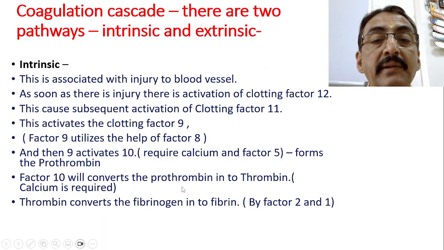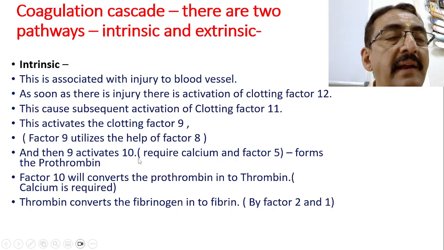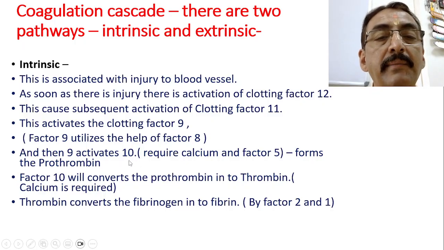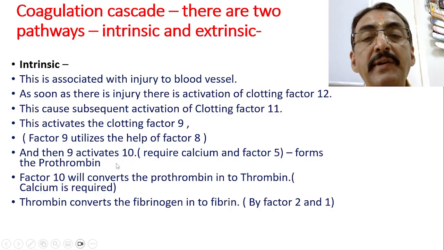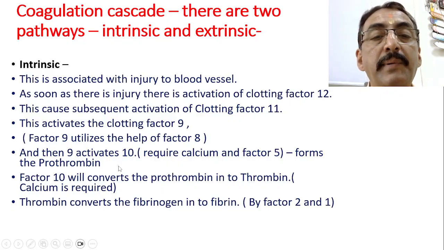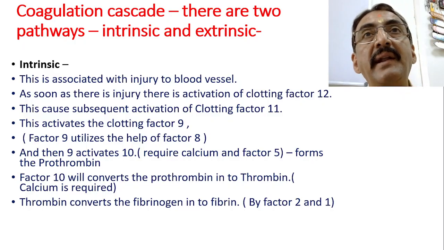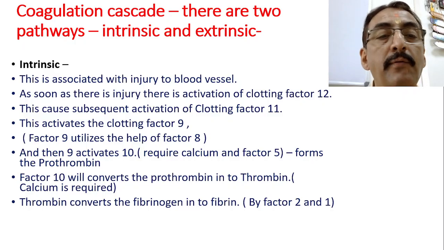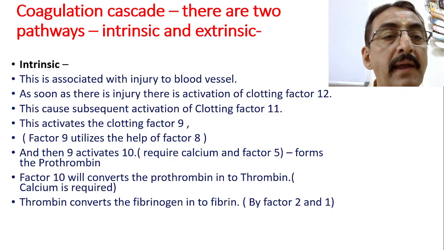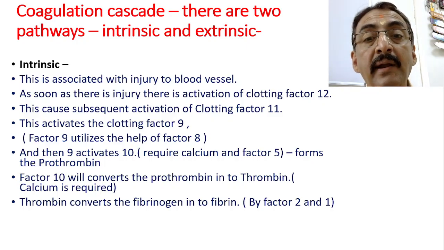Once factor number 9 is activated, it activates factor number 10. For this particular activation, there is a requirement of calcium and also factor number 5. Now once factor number 10 is activated, it leads to the formation of prothrombin. Factor number 10 will convert this prothrombin into thrombin.